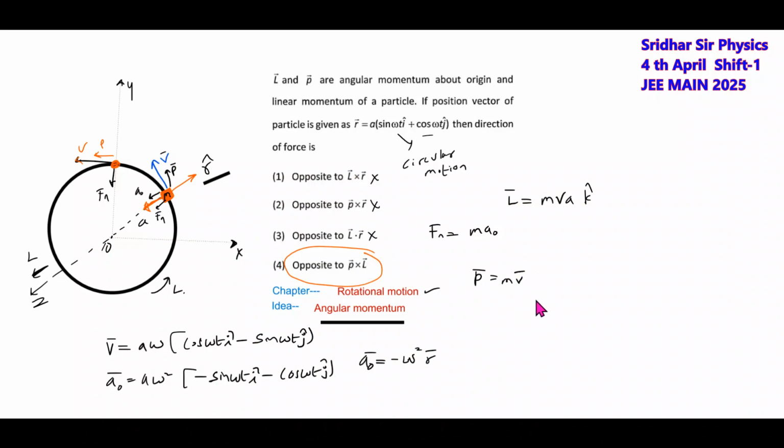So now it will be minus i cap cross k cap. k cross i will be j, so it will be minus j. So fine, this will be opposite to P bar cross L bar. This is an option. Okay, a little bit trickier question this one. We'll move to the next one.